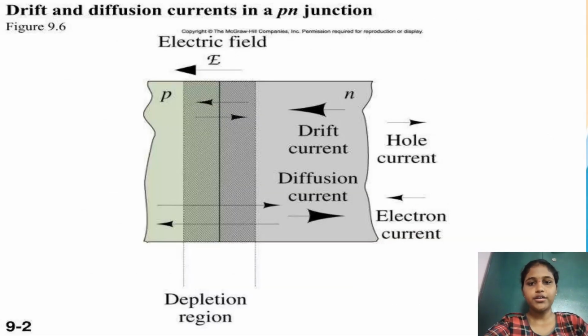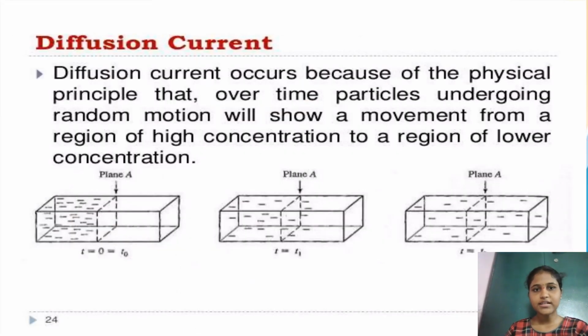Drift current and diffusion current in a PN junction diode. Here, drift current is an electric current due to the motion of charge carriers under the influence of an external electric field. And diffusion current is an electric current due to the diffusion of carriers leading to a change in carrier concentration. Now let us discuss diffusion current.